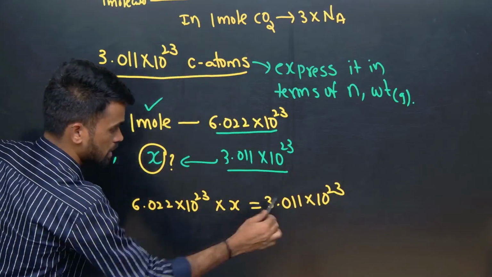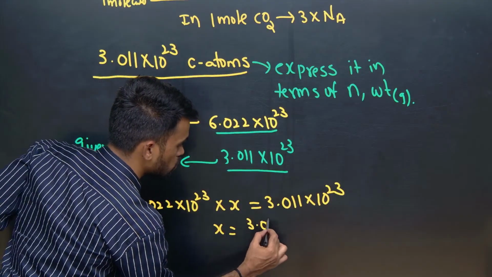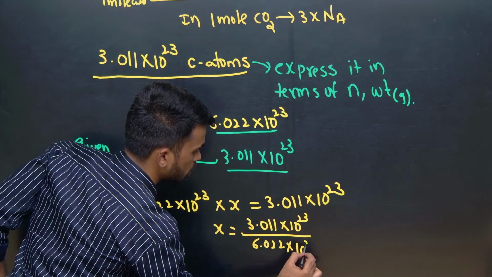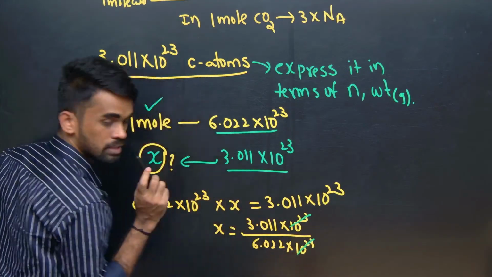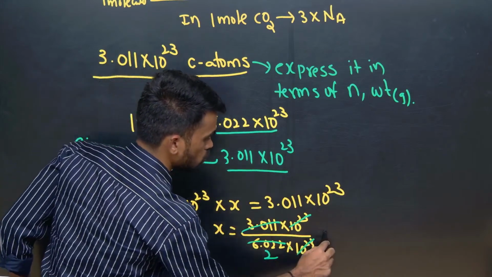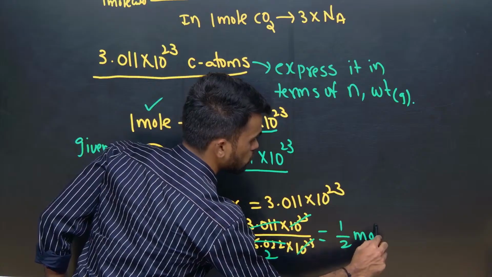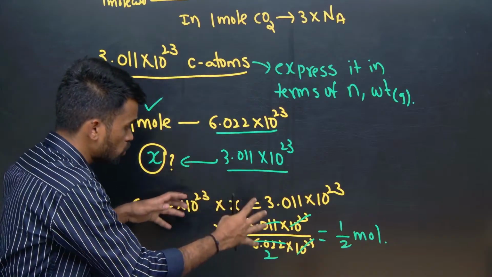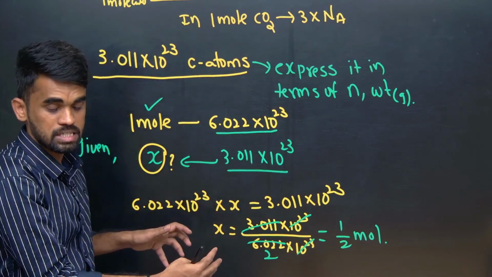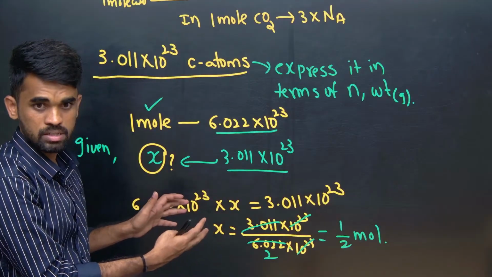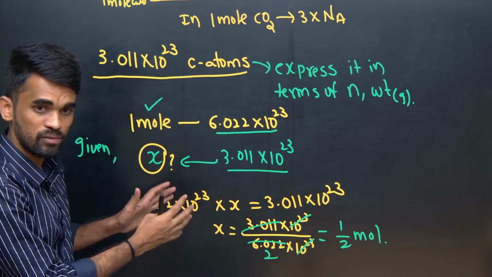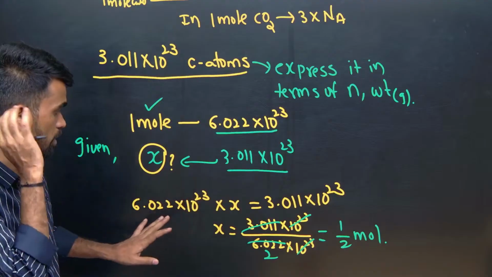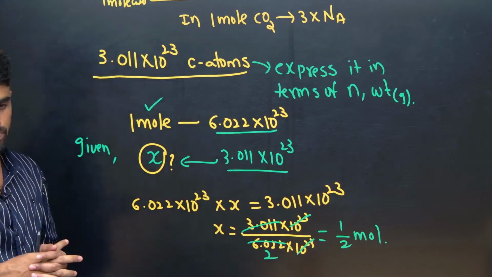Send this number across: X equals 3.011 × 10^23 divided by 6.022 × 10^23. The 10^23 cancels, and this is 2 times. So how many moles did we get? 1 by 2 mole. Why have I given this many steps? Directly I can write it, but you need to know how to take each step, and most of you are NEET students who might face difficulties in simplification. This is how you can understand things. Is that clear? Yes, you can make the note. I will be giving a few more questions here.